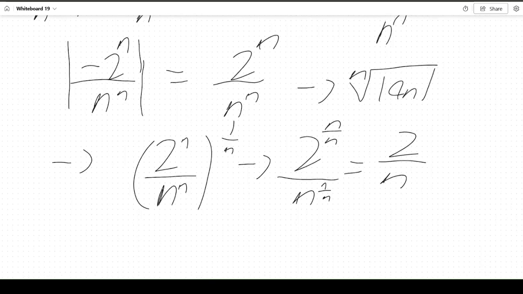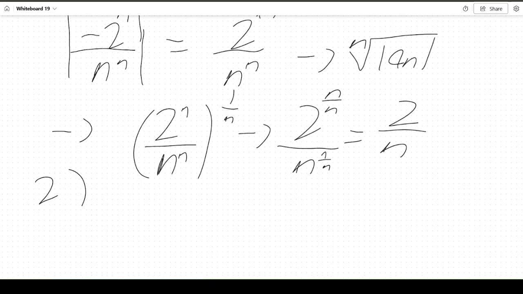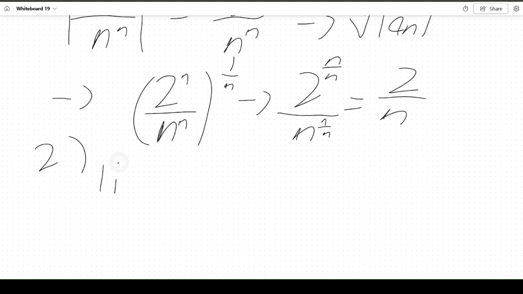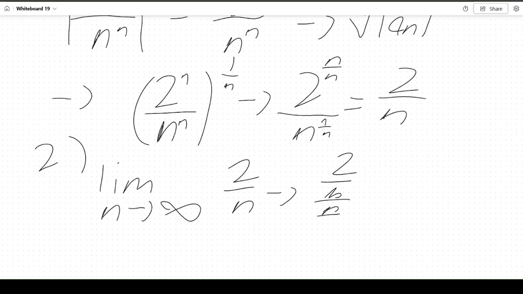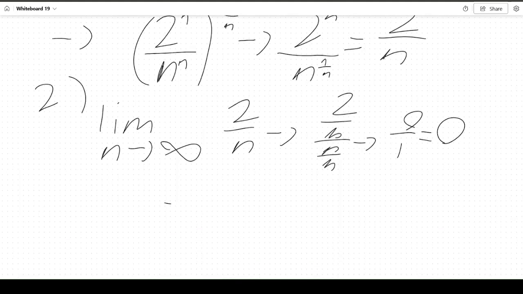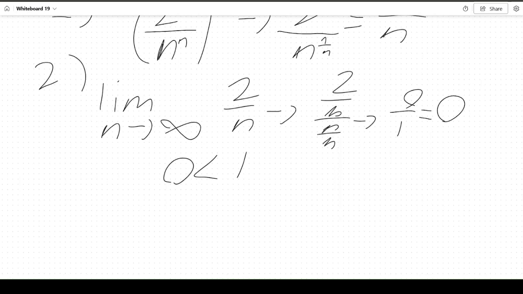And then we can take the limit. Our final step is to take the limit. So we take the limit: it would be 2 over n, and n over n. This would be 0 over 1. That would be 0. And we know that 0 is less than 1. So by the root test, this is convergent.